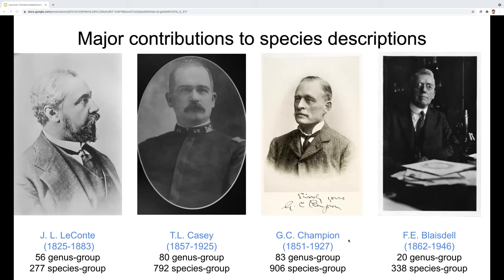Then we have the real big winner for North America in a broader concept, George Charles Champion, who authored the Tenebrionid sections of the Biologia Centrali-Americana volumes. And he described over 900 species group taxa and 83 genera. Not too many of those actually get into the US and Canada, which is what we'll be primarily talking about for the rest of this, but still wanted to mention him for the regional setting that we're in. And then also we have Frank Blaisdell, who described over 300 species, primarily from California and the Western US in the early 1900s.